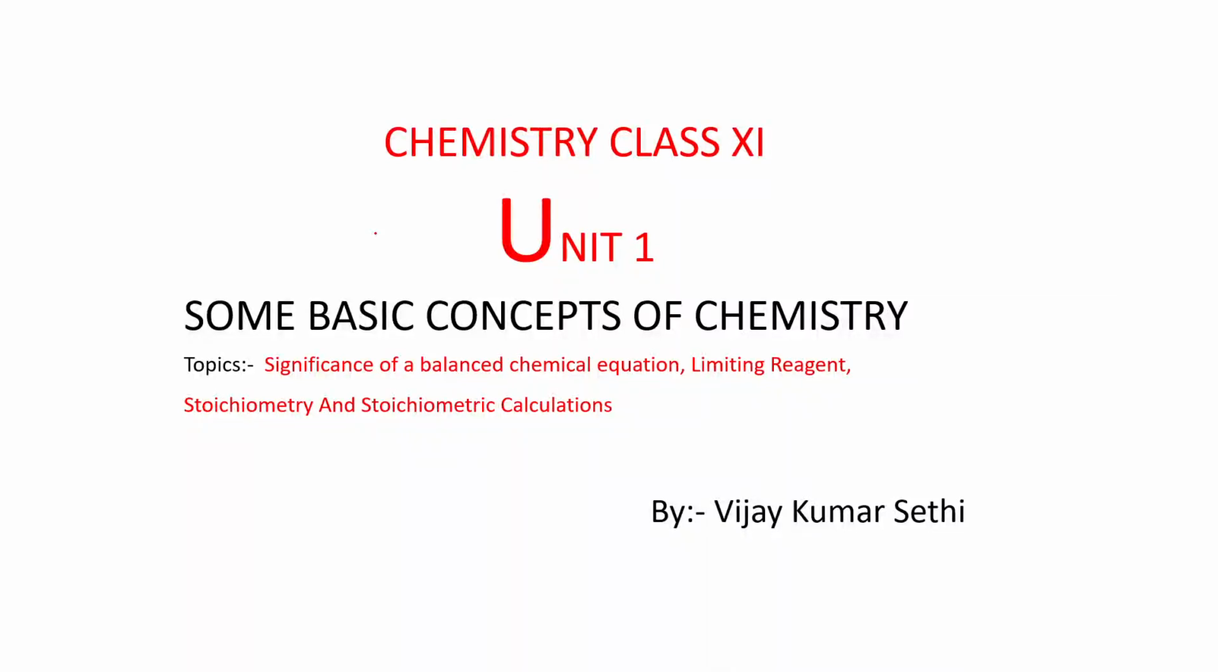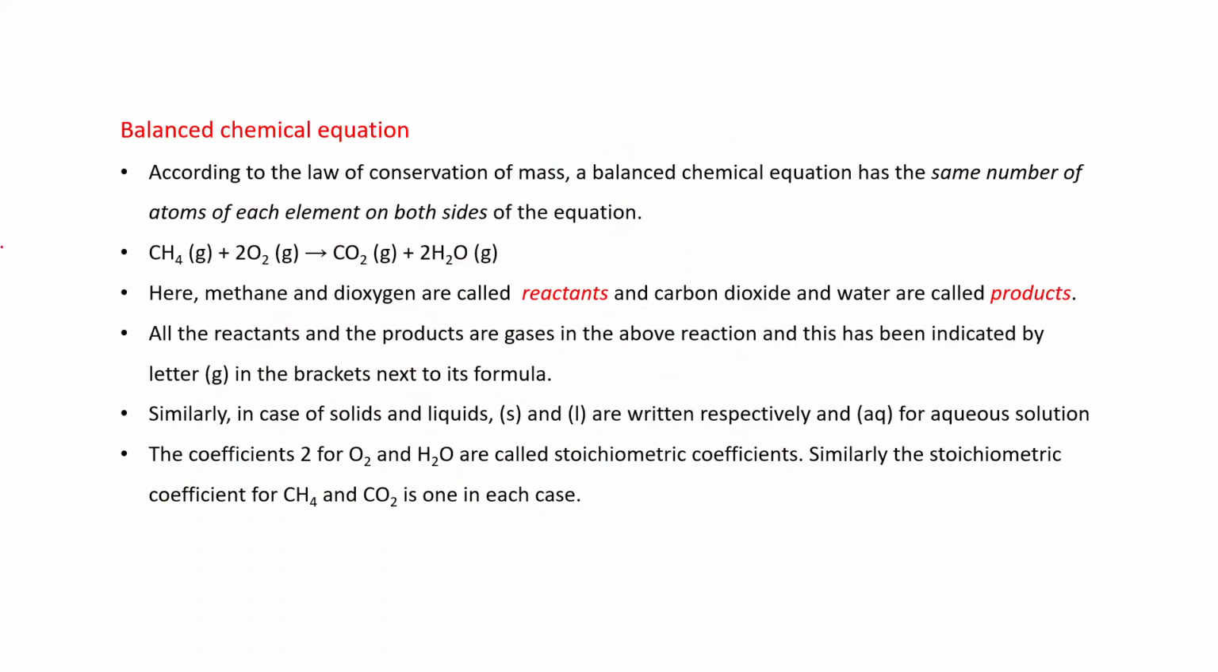We were discussing Unit 1 of Class 11 chemistry, some basic concepts of chemistry. And in this video, we are going to discuss the significance of a balanced chemical equation, limiting reagent, stoichiometry, and stoichiometric calculations. First, come to the balanced chemical equation. According to the law of conservation of mass, a balanced chemical equation has the same number of atoms of each element on both sides of the equation.